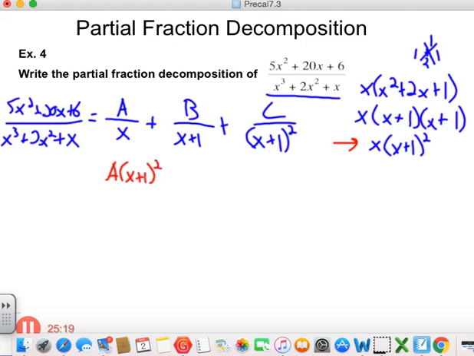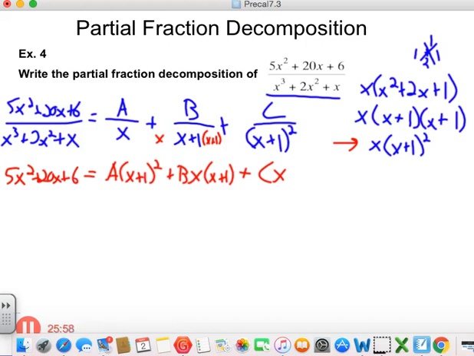What's the B going to need in order to give it that common denominator of x times x plus 1 squared? Well, B is going to need an x, but it's also going to need another x plus 1 because it only has one x plus 1. So to make it x times x plus 1 squared, you're going to have to give that denominator an x and another x plus 1. So I'm going to give the numerator B that also. Then with C, what's it going to need? Well, it's already got the x plus 1 squared, so it just needs an x. So I'd have Cx. That's got to equal the numerator, 5x squared plus 20x plus 6.